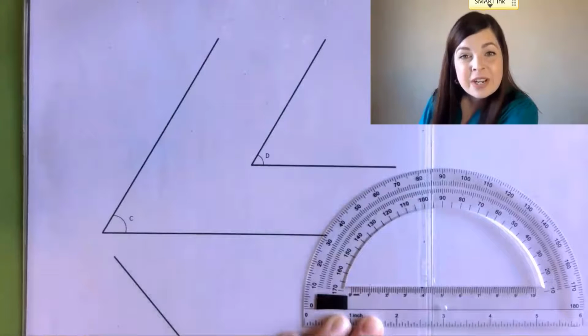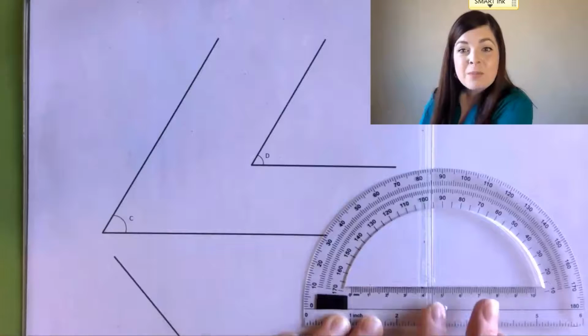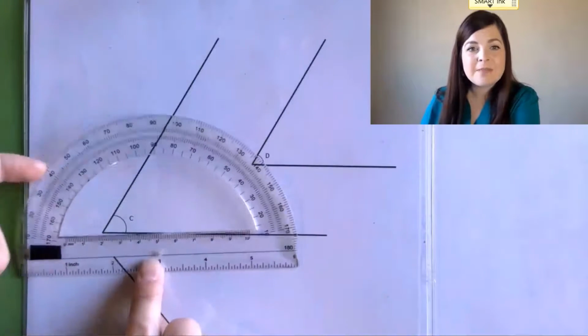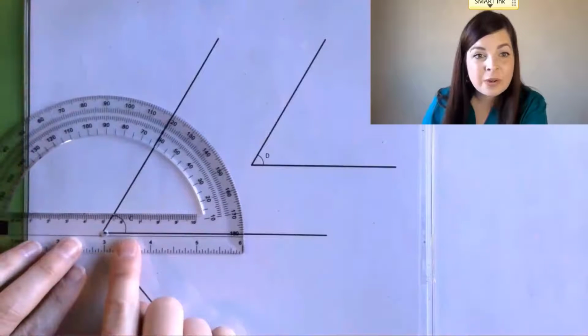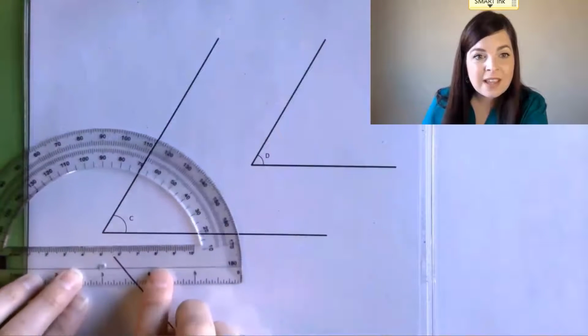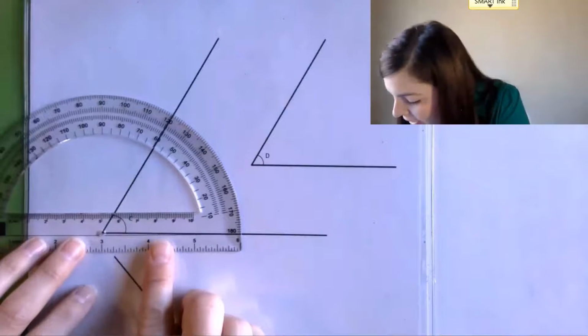So let's use our 180-degree protractor to measure angle C. To measure with this type of protractor, we first have to align this middle notch, see that notch there, with the vertex of the angle. So here's the vertex of angle C where the two sides meet, and I'm going to align that with the notch in the center. There we go.